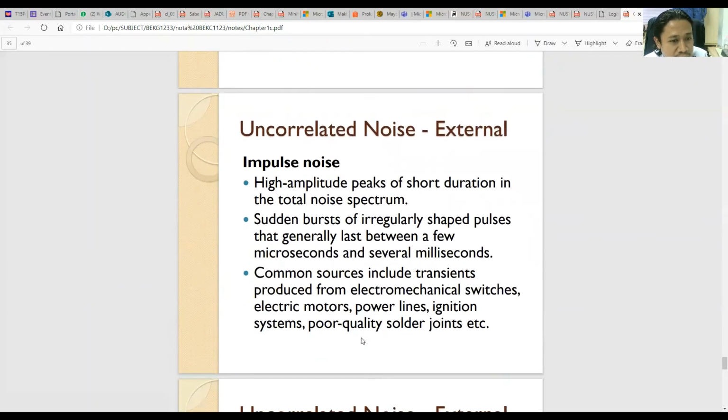Right, so impulse noise is a high amplitude peak of short duration in the total noise spectrum.